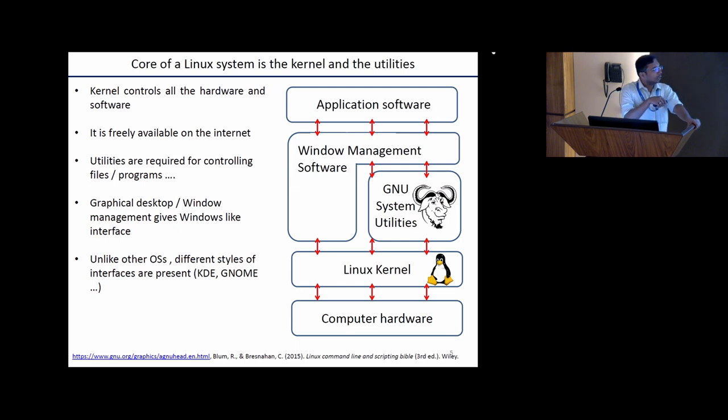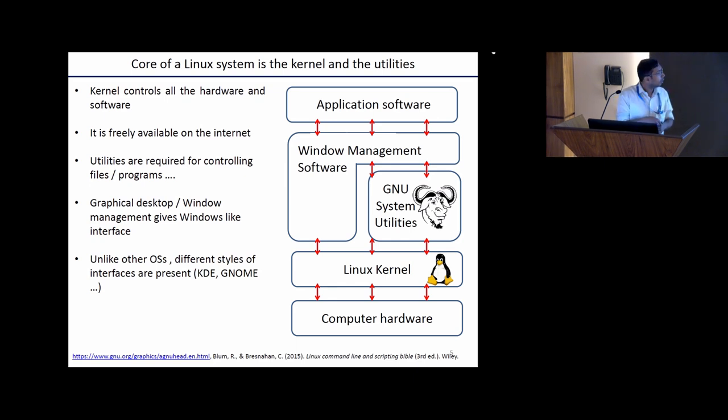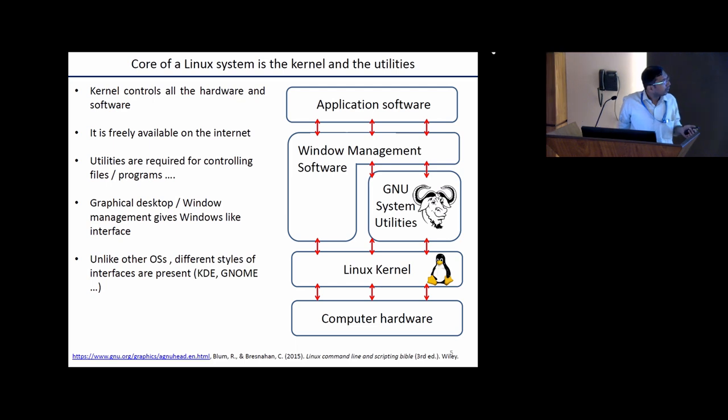So these are called desktop environments or graphical desktops, and on top of this is your application software. Application software can be anything. For example, Chrome. Chrome is the application software which you access when you open a Windows PC, or similar window management software for Linux is KDE or GNOME. So these are the names of those graphical environments.